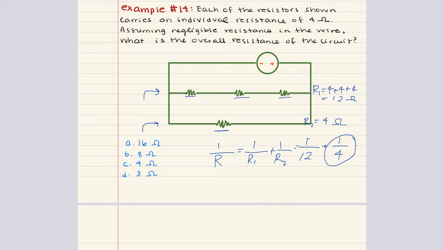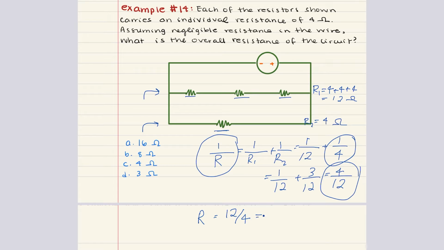Let's rewrite this so that we can easily sum up these two fractions. This is going to be equal to 1 over 12 plus 3 over 12. This gives us 4 over 12. 4 over 12 is equal to 1 over the resistance. Then we could take the reciprocal of both sides, and we get that the total resistance is equal to 12 divided by 4, which is equal to 3 ohms, and that corresponds with answer choice D. So problem 14 is D.